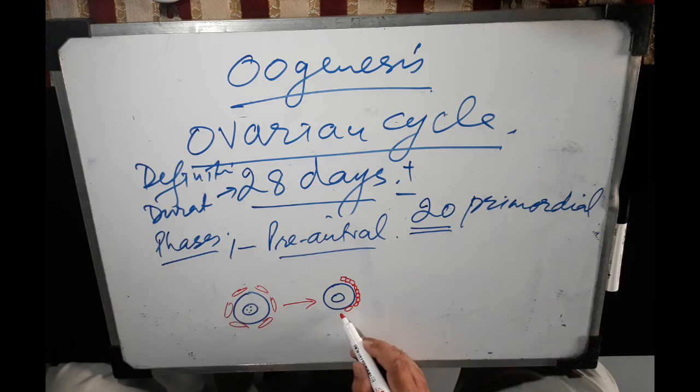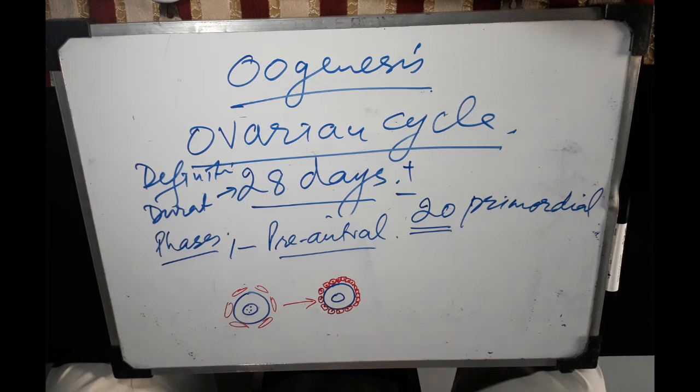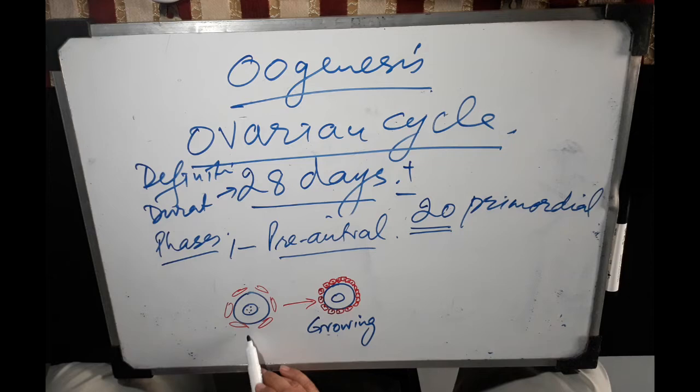So now the follicle is known as growing follicle. Now this follicle is known as growing follicle. Growing follicle, this is primordial follicle, this is growing follicle.